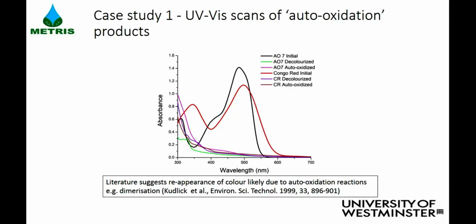So this graph here shows you an absorption spectrum of different dyes. So acid orange 7 as well as Congo red, initially and after decolorization and after recolorization. Okay, so the black line is the initial, the green line is the decolorized solution, and this color here is the auto-oxidation process. So you can see simply by looking at the spectrum that this line here, what I'm calling auto-oxidized products, is different from the initial. So it's not like the degradation products are recombining to give you the original compound, but it's something else.